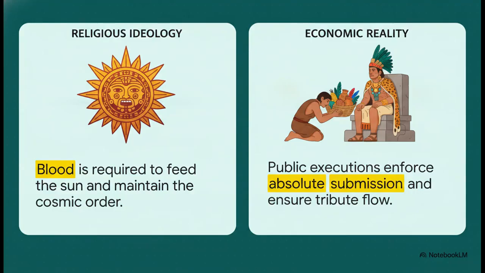It's a crazy stark contrast, right? On one hand, you've got the religious ideology. Blood is absolutely required to feed the sun and maintain the entire cosmic order. But on the other hand, the economic reality under the Marxist lens is that these public executions were designed to enforce absolute submission and ensure the uninterrupted flow of tribute. The state was basically using the ultimate fear of cosmic annihilation to guarantee economic and political compliance on the ground.